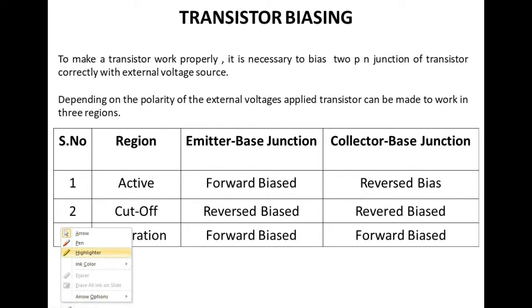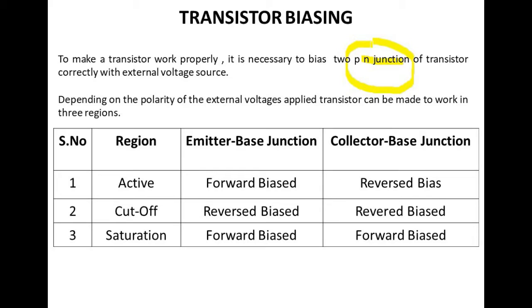Now come to the transistor biasing. To make a transistor work properly, it is necessary to bias the two PN junctions of the transistor correctly with an external voltage source. Because in a transistor we have two PN junctions, and we have already studied that to make a PN junction work, it has to be biased, be it forward biased or reverse biased. That is why, to make a transistor work properly, we need to bias these two PN junctions.